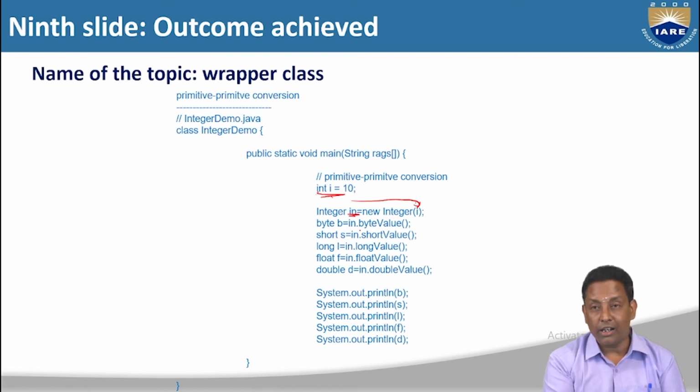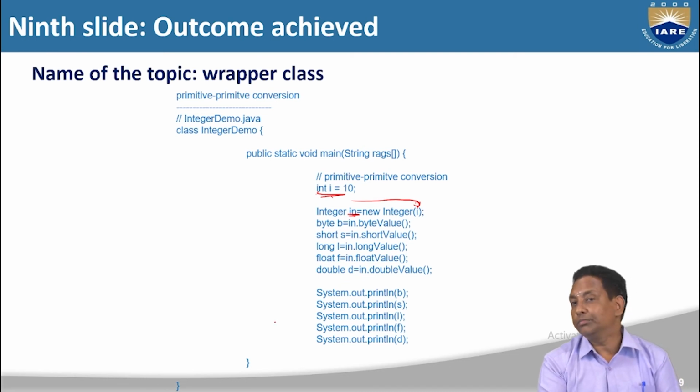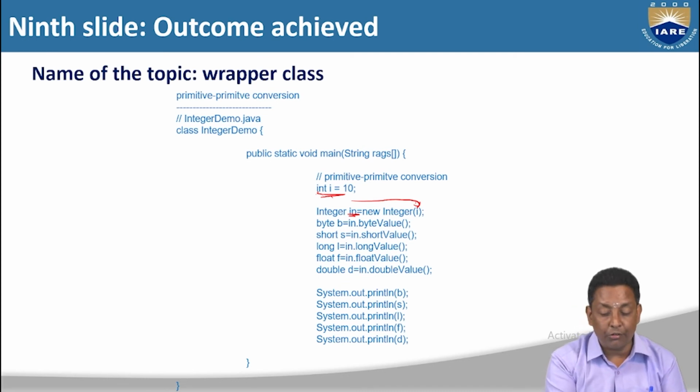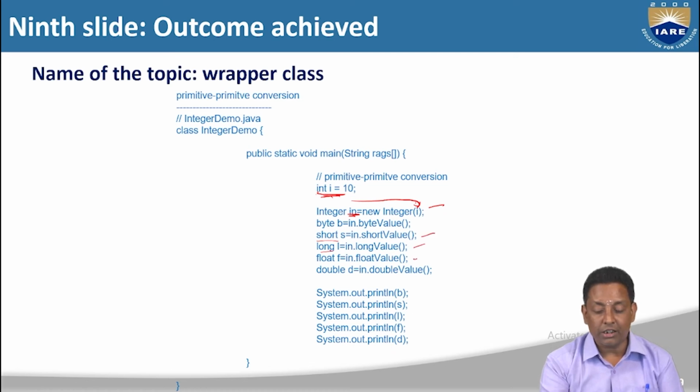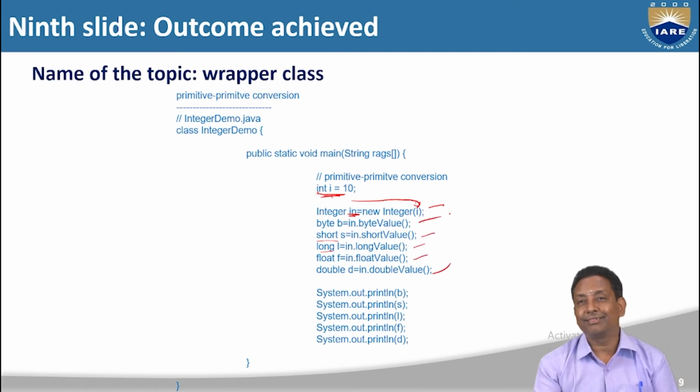So we call integer dot byteValue, the value is converted into byte. Integer dot shortValue, the value is converted into short. Integer dot longValue, converted into long. Integer dot floatValue, converted into float. Integer dot doubleValue, converted into double. Finish. So the primitive int value is converted into other primitive data types using the wrapper class, its constructor, and its instance methods.